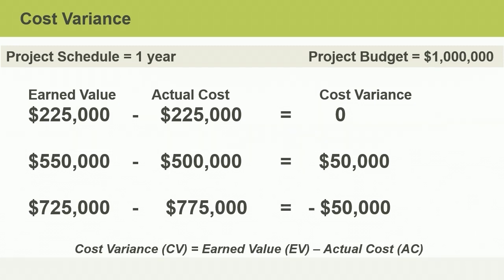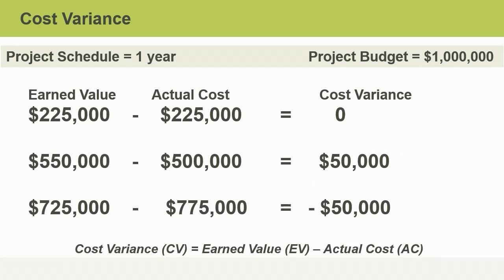Now let's consider an example where the actual cost of the project is $500,000 and the earned value is $550,000. Can you determine the cost variance, or CV, in this example? You can pause now and resume when you're ready. If you said that the cost variance is $50,000, that is correct. What does this mean for your budget?